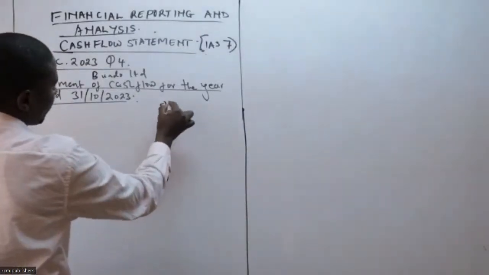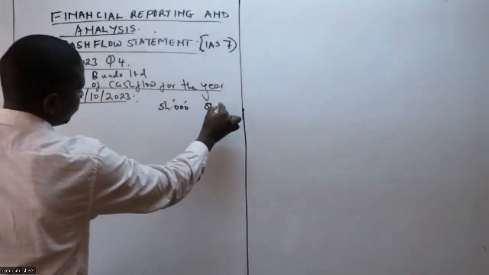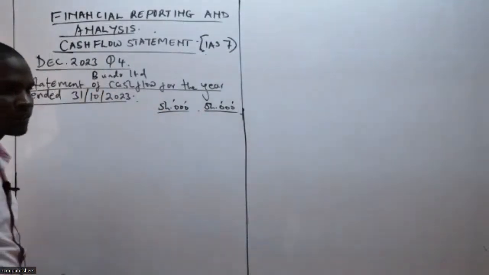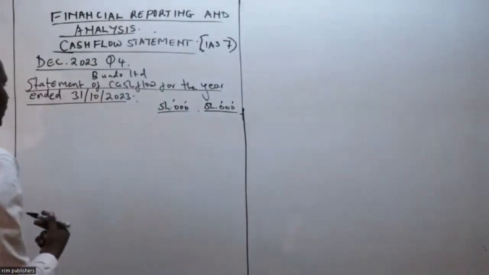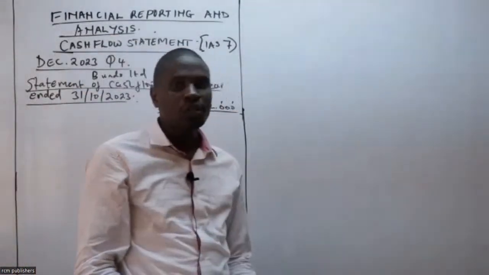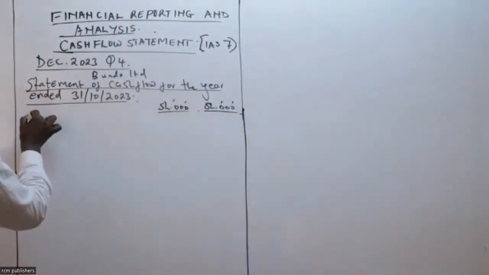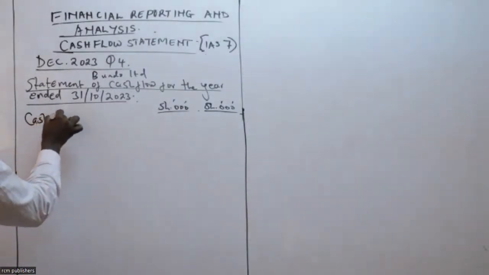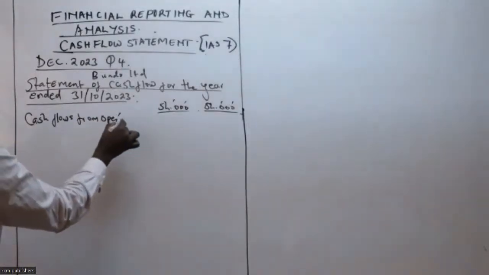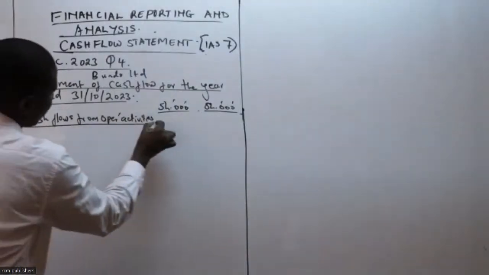Therefore, we have two columns, and in our figures, we have to eliminate 3 zeros. So I want you to contribute very fast in giving the results. The first thing, when you are using the indirect method, we start with the first activity, which is operating activity. So the first thing is the cash flows from operating activities.